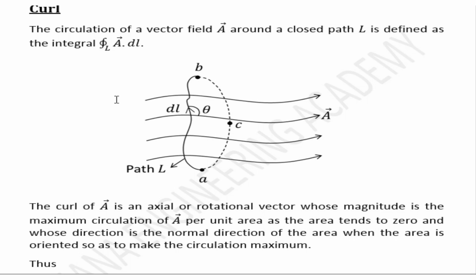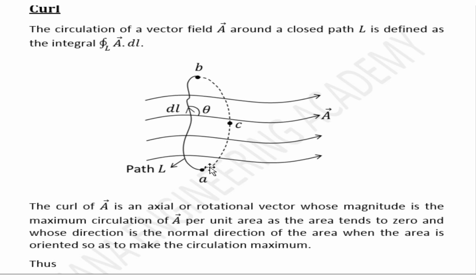So we start. In this lecture we are discussing the curl and Stokes theorem. In the previous lecture we discussed divergence. Similar to that, curl is also an important parameter regarding a vector field. It is the circulation of a vector field around a closed path, and it is defined as the closed integral over L of A dot dl.